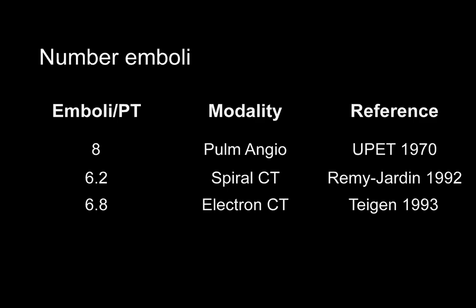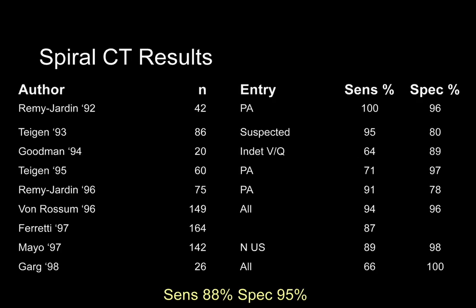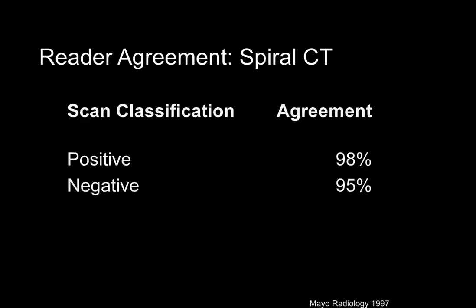Note the good concordance with the number of emboli detected as compared to historical studies of the number of emboli per embolic episode. A large number of studies have now been published. Entry criteria varied from correlation with pulmonary angiography, clinical suspicion, indeterminate VQ scans, or those with normal deep venous ultrasound. Combining all results, sensitivity and specificity are both high. In contrast to VQ scans and pulmonary angiography, reader agreement is high for both negative and positive interpretations.